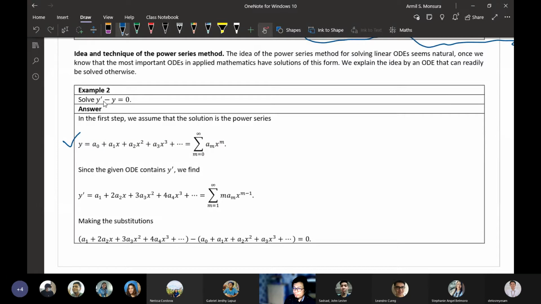Now, the second step is to look at your equation. Your equation is y prime minus y equals 0. So, which means, ang kailangan ko is palitan ko to ng mga power series. What I need to do is to replace this y prime and then this y by a power series. Now, since I have already assumed y as this series, then I need to obtain y prime, which can be done by differentiating this series. Okay, is that clear?